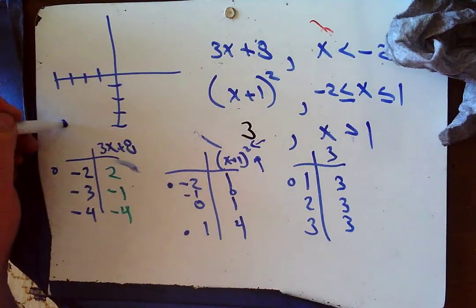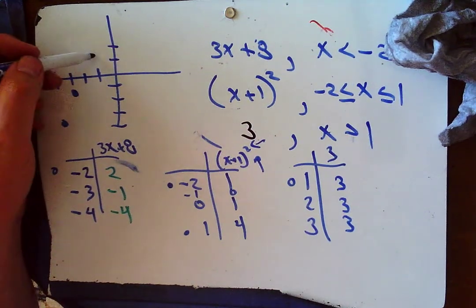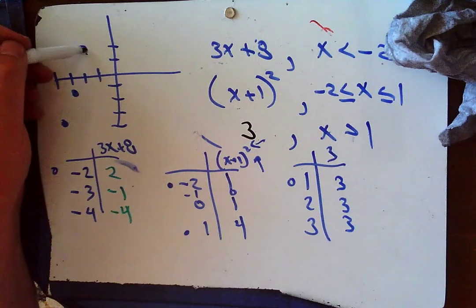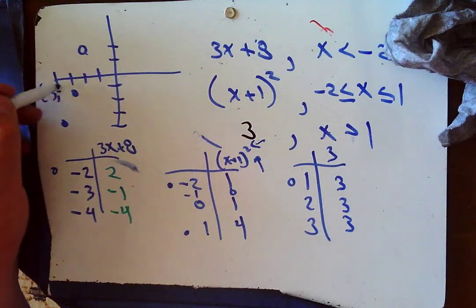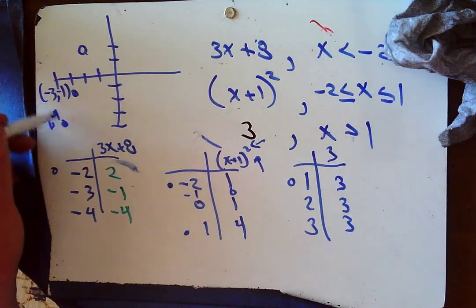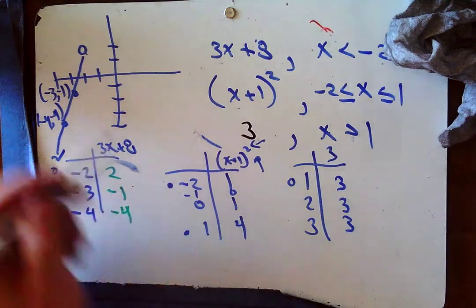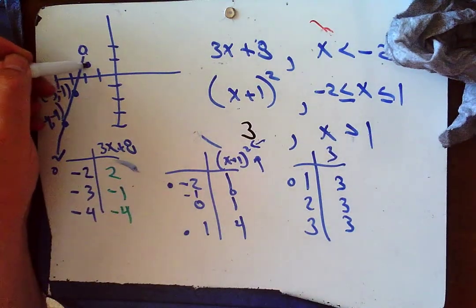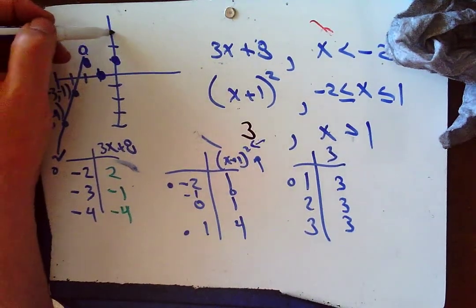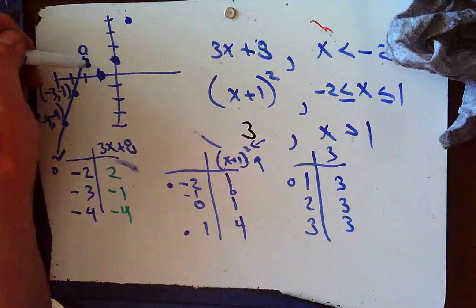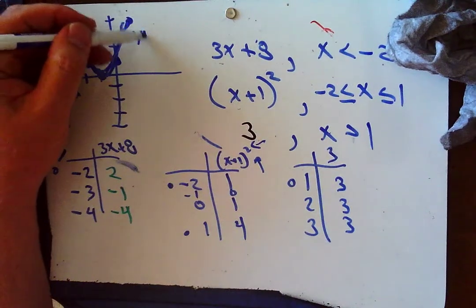So we've got -4, -4, -3, -1, and -2, 1 with an open, -2, 2 with an open circle. So -3, -1, -4, -4, and it's a linear equation. This next piece, -2, 1, with a closed circle, -1, 0, 0, 1, and 1, 4. And we stop there at 1, 4.